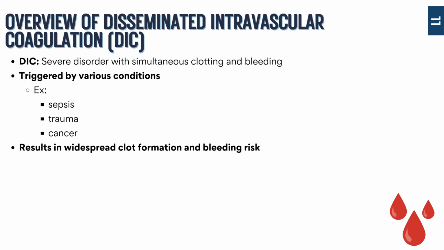So I'm going to give you some examples of conditions that can trigger DIC. Sepsis is one of the big ones, okay? It's one of the main ones that does cause DIC, especially in the critical care setting. With sepsis, the body is responding to a severe infection, right? And sometimes it's so extreme that it activates the coagulation pathways systemically over your whole body.